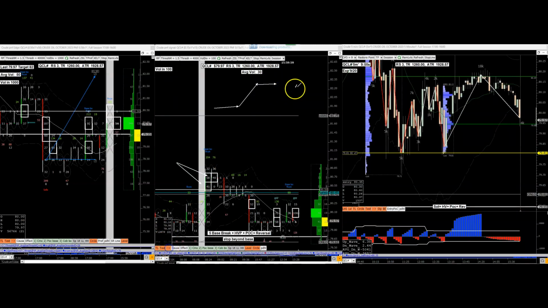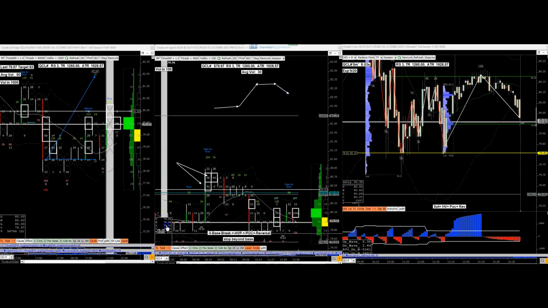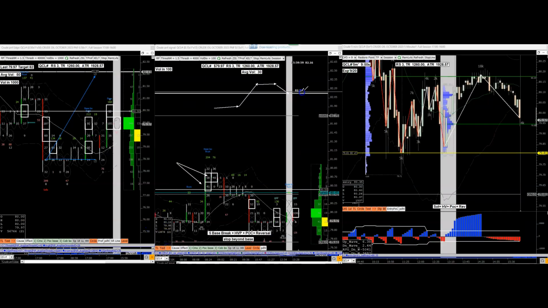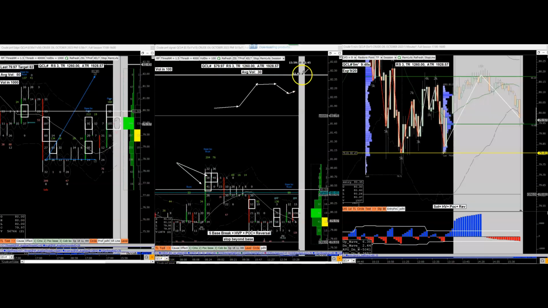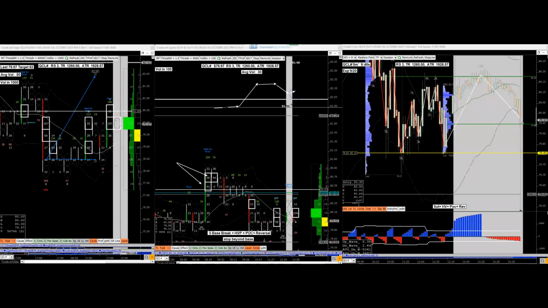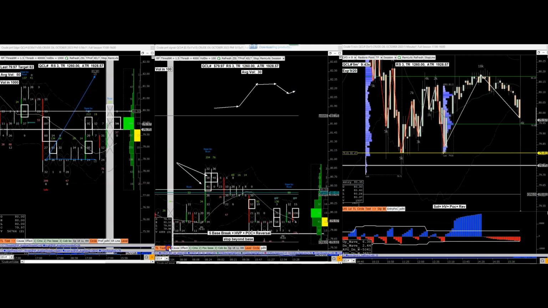in every trend, you have accumulation and distribution to a varying degree.